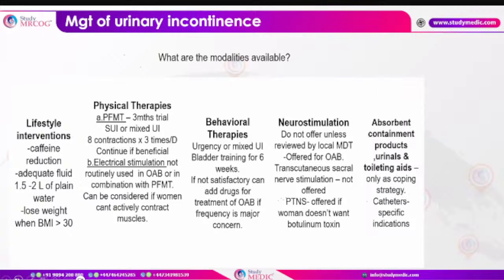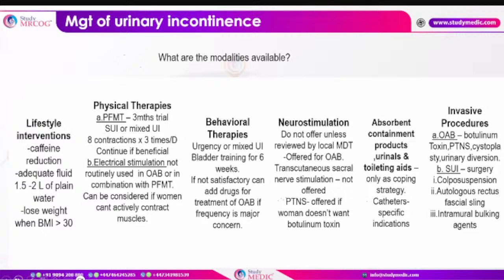Use of absorbent containment products, urinals, or toilet aids. These are not routinely offered. They are offered only as a coping strategy. And even catheters have specific indications, if you are not able to achieve continence at all, for any patient who is bedridden or post-surgery. Only for these women, catheters are indicated.